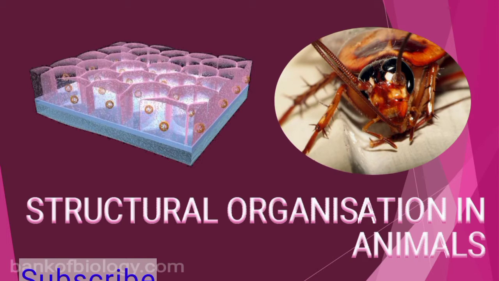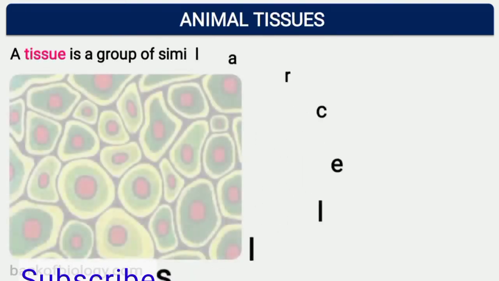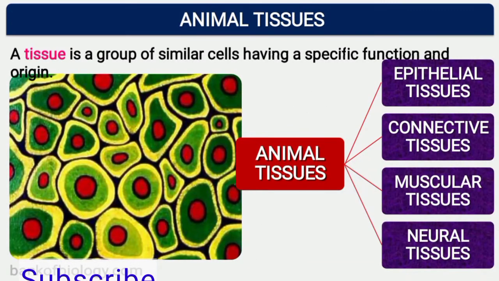Today we are going to discuss structural organization in animals. So, animal tissues. First of all, we are going to discuss animal tissues. A tissue is a group of similar cells having a specific function and origin. Means to say, similar cells combine together to perform the same function, and that is called a tissue.